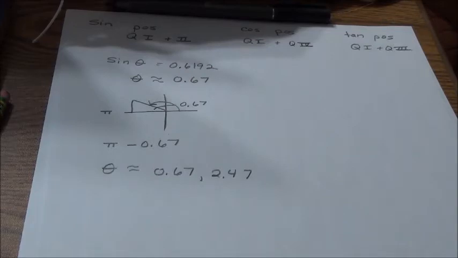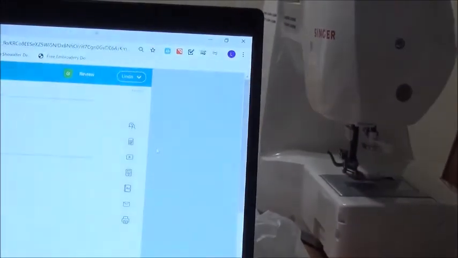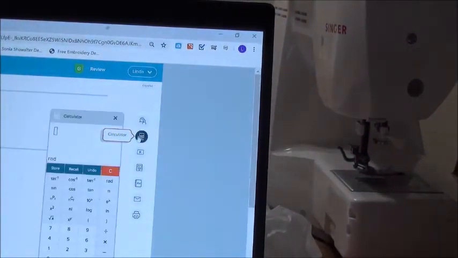Now, if you happen to use the Alex calculator, let me slide this over to my screen. On the Alex calculator, right here's the spot where you change it between degrees and radians. So if I click on it, it's in degrees. If I click on it again, it's in radians. And so I can switch it back and forth between degrees and radians. We want this in radians.